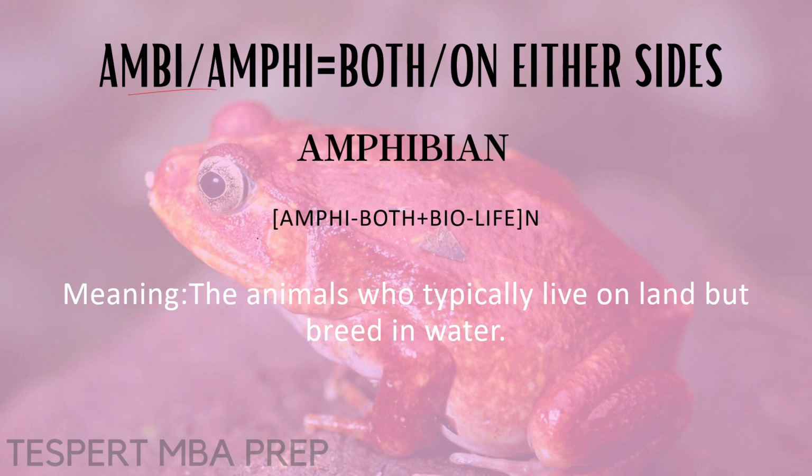Now the word is amphibian. Ambi or amphi means both. Amphibian means the animals who typically live on land but breed in water. We can say that a frog is an amphibian. And please note, an amphibian can also be an aircraft or any vehicle that can be used on land and also on water, right? So amphibian can be animals, and also any vehicle that can be used on land and on water.